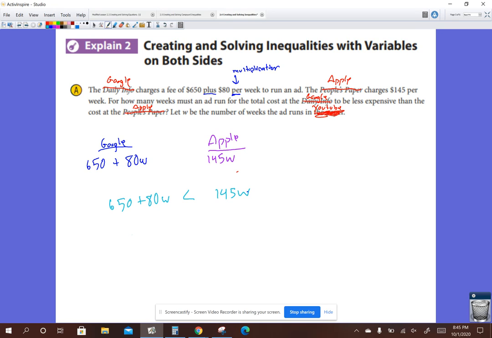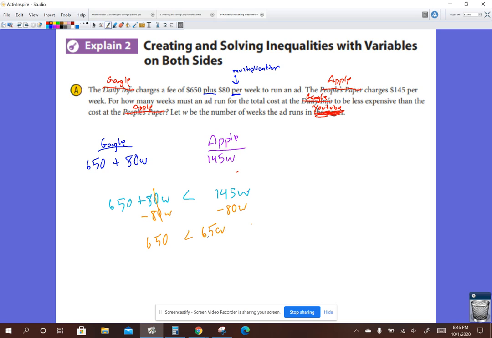Now they didn't say equal to, not less than or equal amount. No, they want it to be cheaper, less expensive. So I put less than. Now I can solve this problem. Now here we cannot distribute, so we're not doing that, but we can collect like terms. So 145W minus 80W, sorry. And this is going to give me 650 is less than, okay, this gives me 65W.